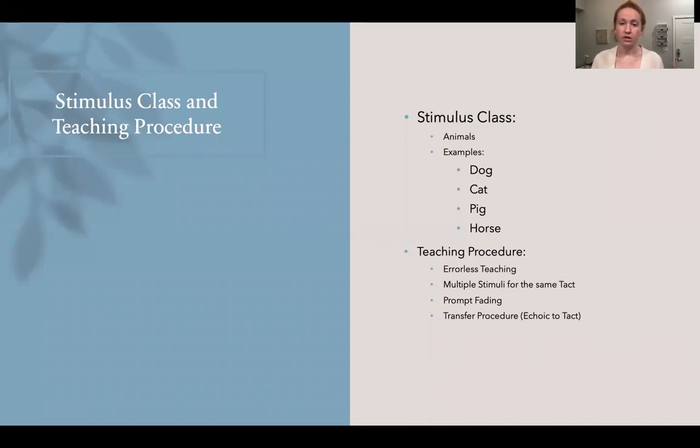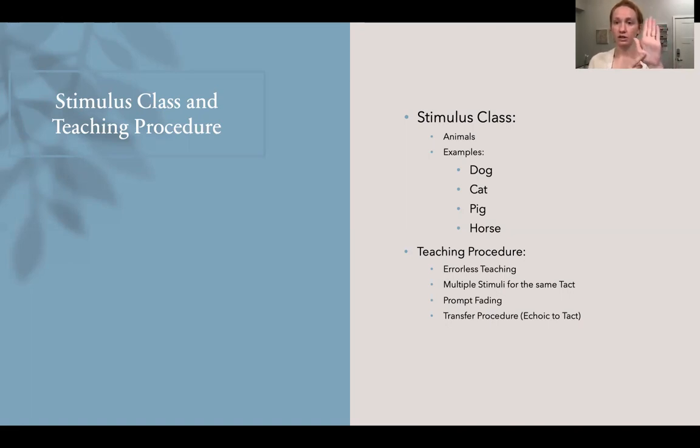Teaching procedures used: we used errorless teaching, multiple stimuli for the same tact, so multiple exemplar training, prompt fading, and then the transfer procedure, which was echoic to tact. So errorless teaching means we are providing the echoic to teach the tact, so showing the stimulus card of a dog, "Dog." Client: "Dog." "Good, what is this?" "Dog." Multiple stimuli, as we just talked about, means we were making sure to use different stimulus cards for the same tact. So different pictures of dogs, different pictures of cats.